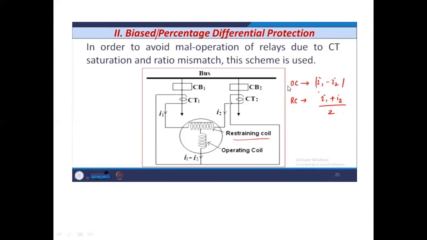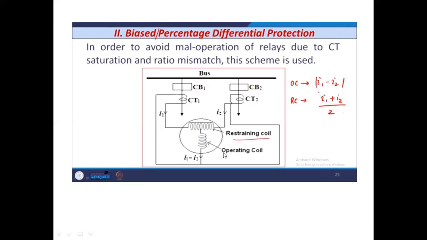Okay, so the operating coil: the current flowing through the operating coil is I1 minus I2. But the current through the restraining coil is (I1 plus I2) divided by 2. These are the absolute values in both the operating coil and restraining coil. And in the restraining coil we have the average of the current flowing through it.